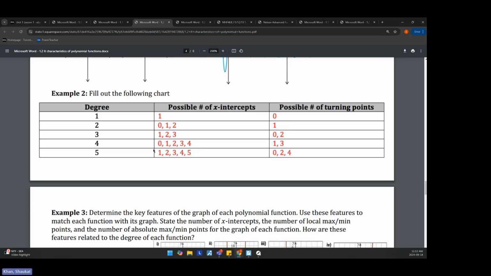Degree 4, you can have 0, 1, 2, 3, 4 x-intercepts, all the values from 0 to 4. And the possible number of turning points is only 1 or 3, because you can only have odd values. Degree of 5, start from 1, 2, 3, 4, 5 possible x-intercepts. And for the possible number of turning points, remember, you can only have even numbers, so 0, 2, and 4.